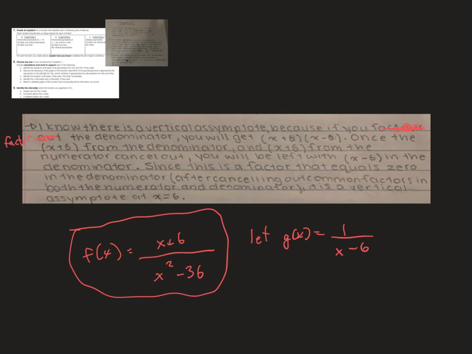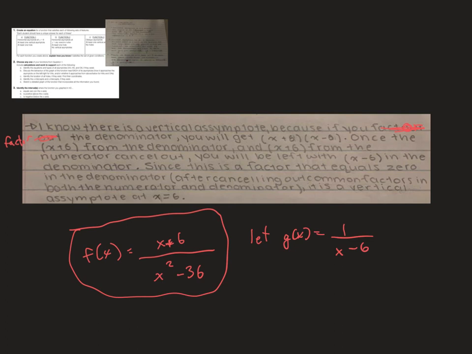So let's call this f of x equals that. You'll get x plus 6, x minus 6. Once the x plus 6 from the denominator and x plus 6 from the numerator cancel out, which they will not, but you can let g of x equal 1 over x minus 6. These guys do not cancel out. We have to stop saying that.